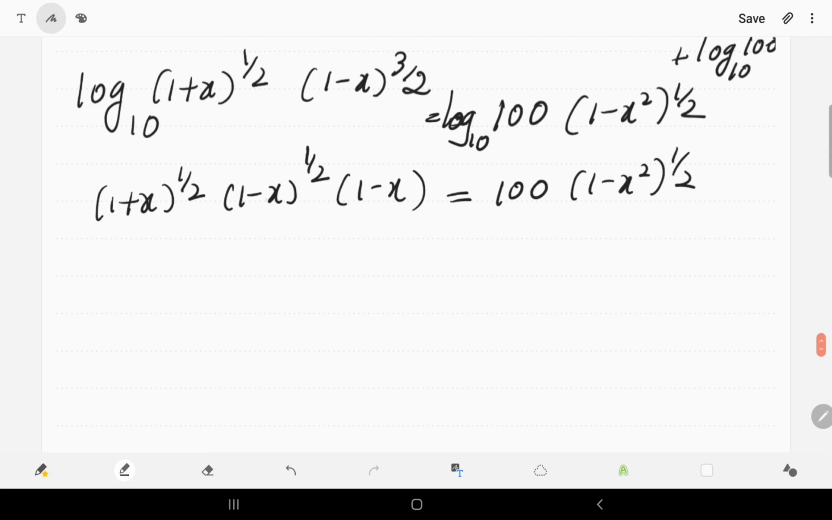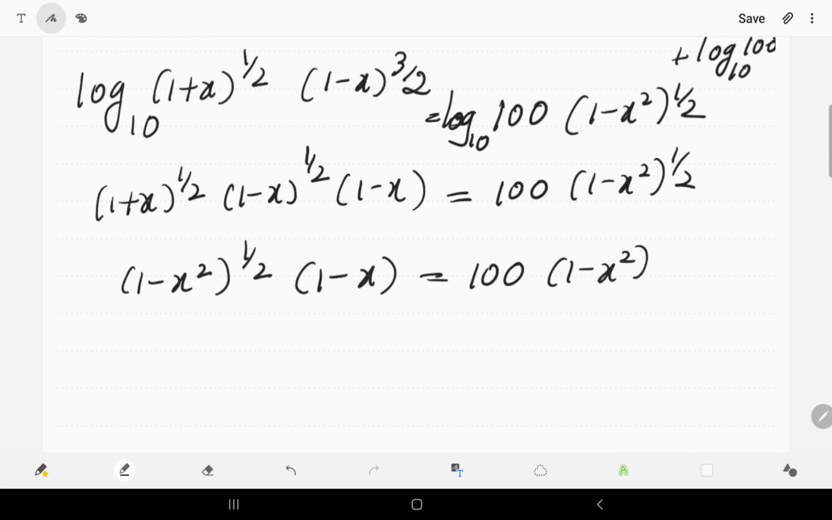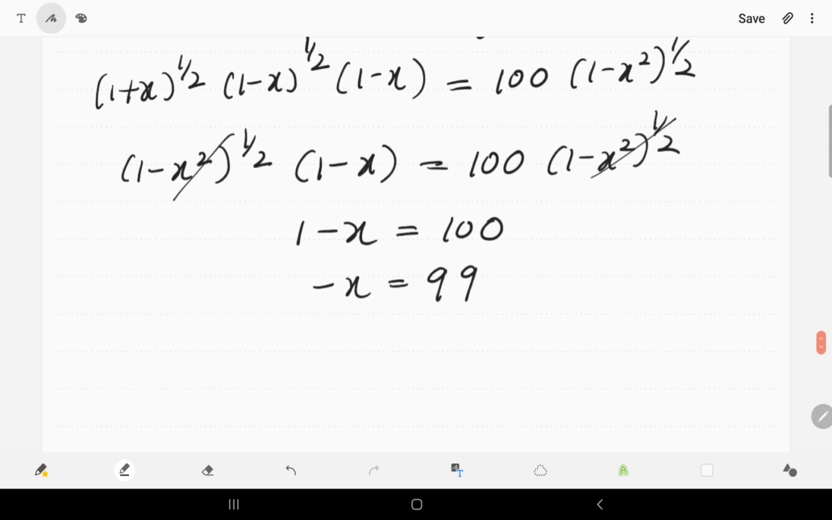So 1 plus x into 1 minus x, that is 1 minus x square raised to 1 by 2, into 1 minus x is equal to 100 into 1 minus x square raised to 1 by 2. Both sides get cancelled. 1 minus x equal to 100, or minus x is equal to 99, or x is equal to minus 99, which is not existing.